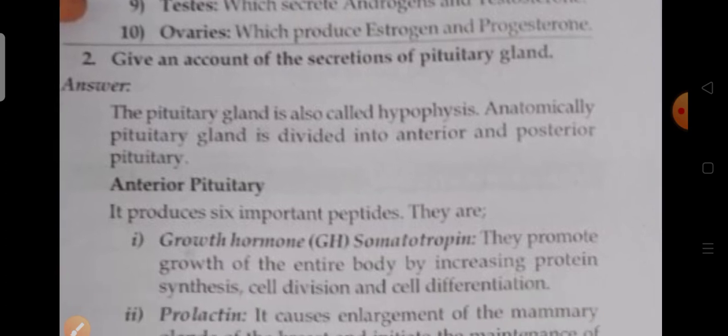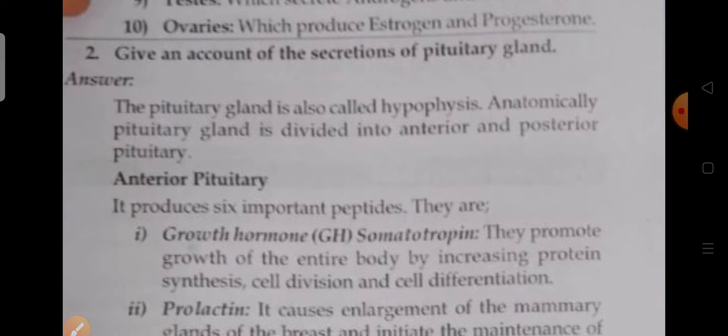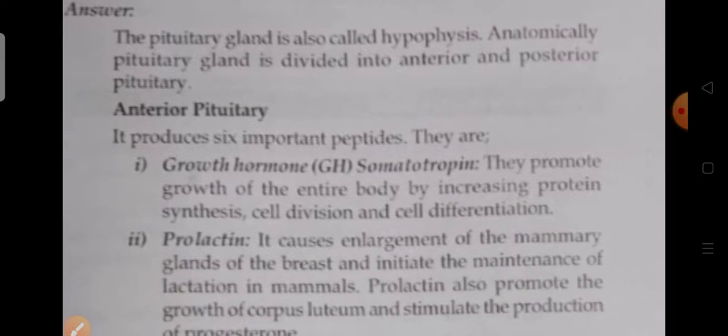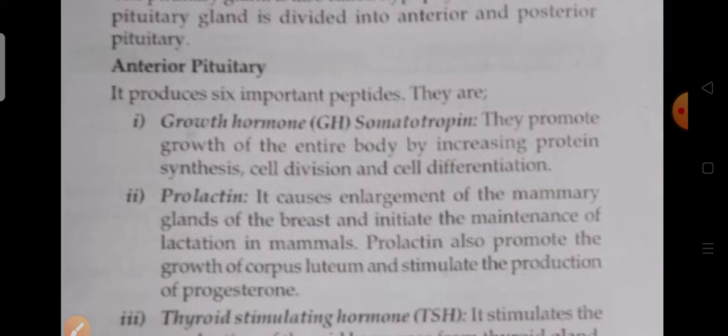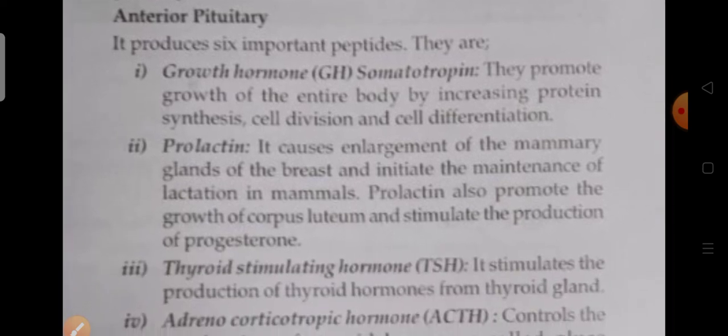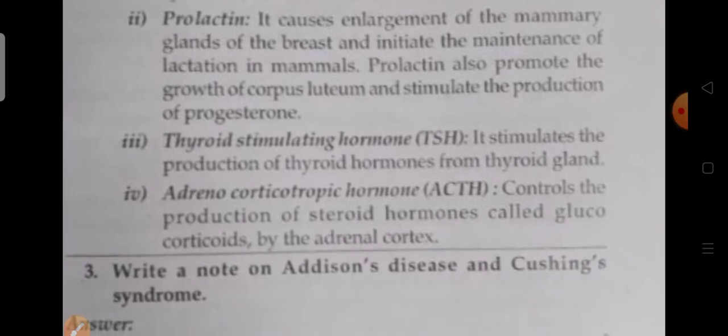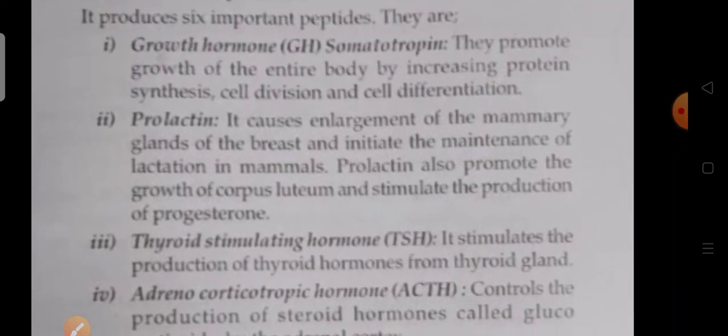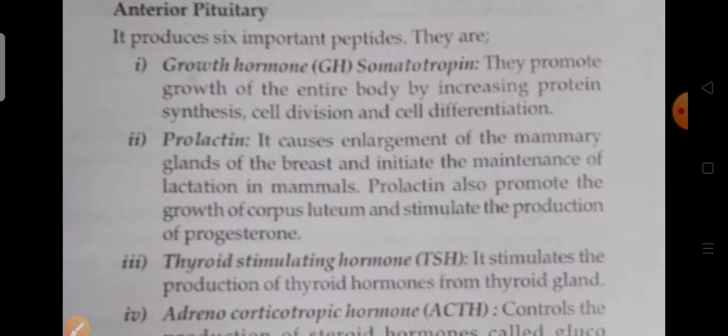Okay, the next question is to give an account of the secretions of the pituitary gland. The pituitary gland is also called the hypophysis. Anatomically, it is divided into two, the anterior and posterior pituitary gland. The anterior pituitary gland produces important peptides. They are growth hormone, somatotrophin, prolactin, TSH and ACTH. These are the types of hormones secreted by the anterior pituitary gland.